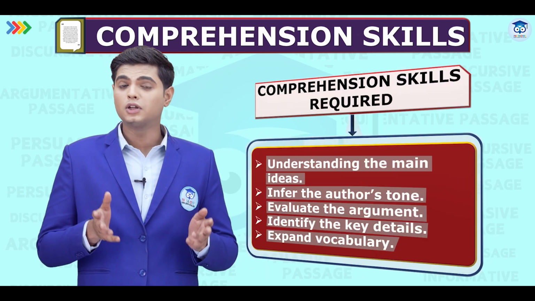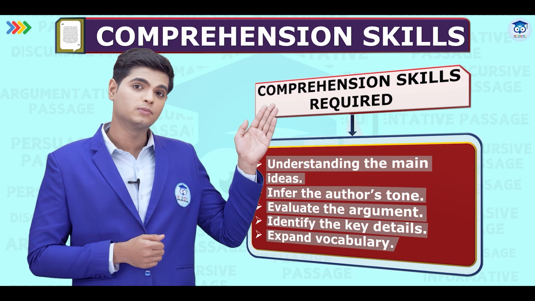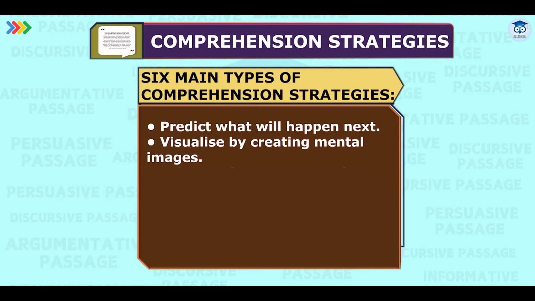So now that we know the different types of discursive passage, let's talk about a few useful comprehension strategies that'll make reading and understanding them a lot easier. First, prediction. This means guessing what might happen next based on clues. For example, if a story talks about dark clouds gathering, you might predict it's going to rain.